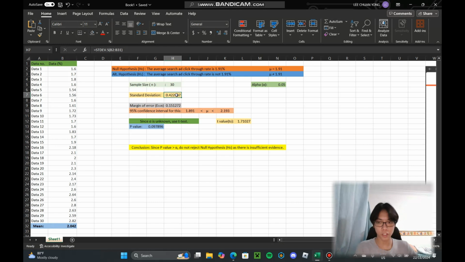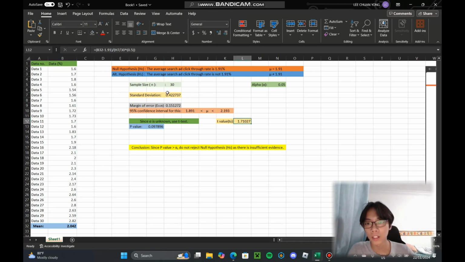So what the standard deviation tells you is how close the values are to each other. So we'll be using this formula, STDEV.S of B2 to B31. What this .S is, it is basically differentiating between sample standard deviation and population standard deviation. And since it's S, it's a sample standard deviation. So our sample standard deviation value here is 0.422737.